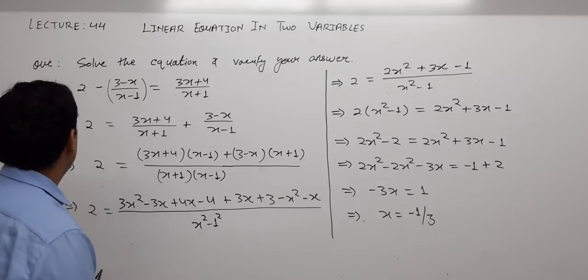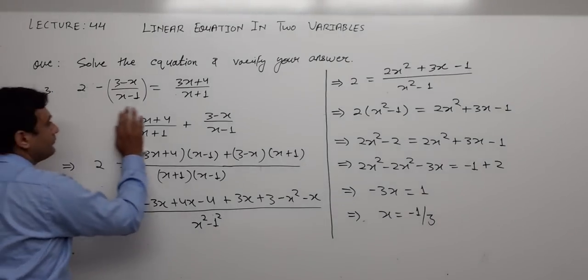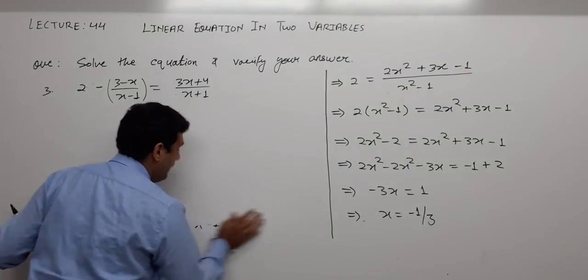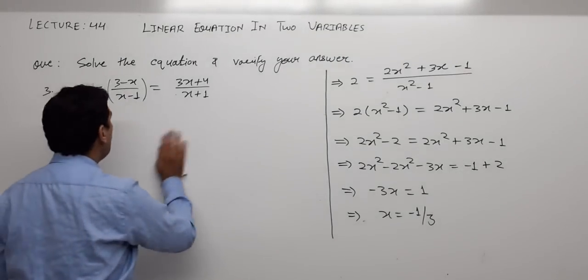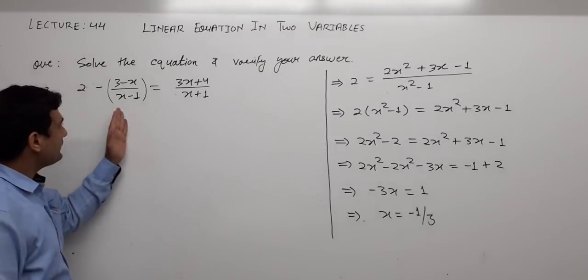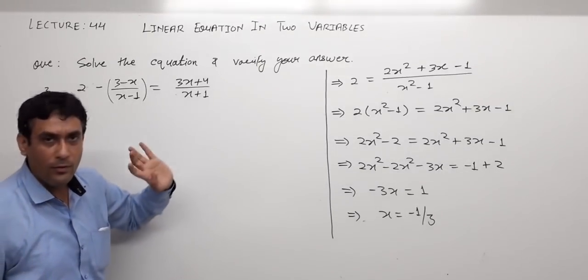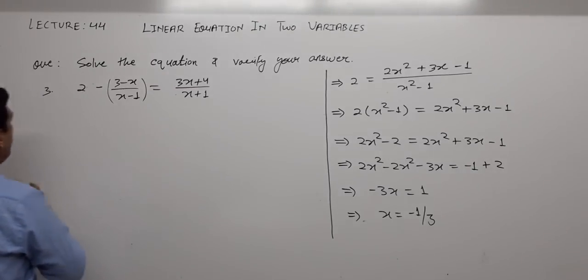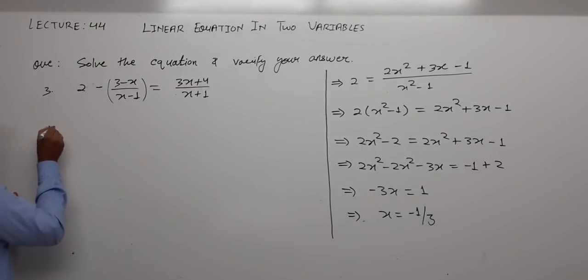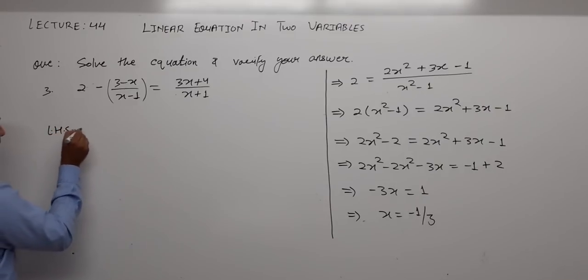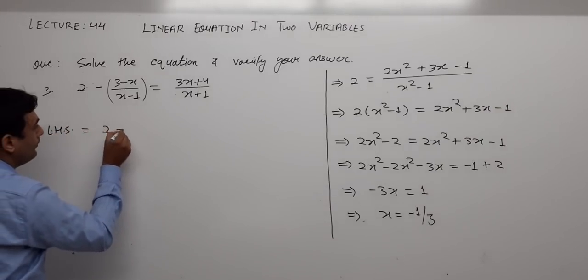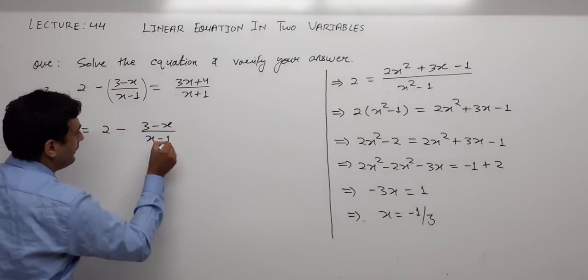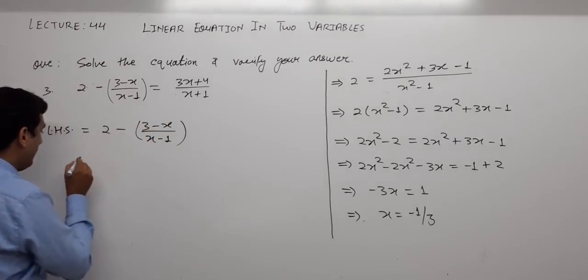Let us see its verification. x equal to minus 1 by 3. Now verification can be done in 2 ways. First I take this term over there, then I put the value of x, or simply whatever is the left hand side, over there I will put the value of x. So for verification, left hand side. Here the left hand side is 2 minus (3 minus x) upon (x minus 1).